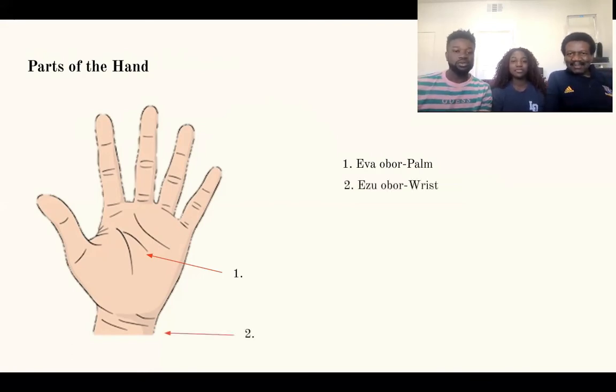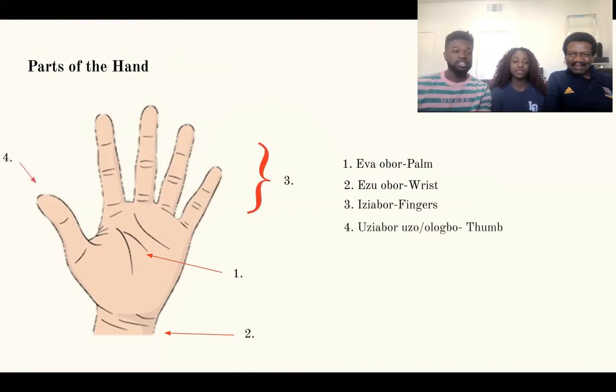Next, we'll go on to wrist. So Ezuobo. And then fingers, which is Iziabo, we said before. Single finger is Uziabo. And so now for the thumb, it's going to be Uziabo Uzo. Remember, Uzo is head, so we're talking about basically the head finger, or Ologbo. If you remember back from, I think, our first episode, we were talking about Ologbo, which is the big one. So we're either saying the big finger or the head finger, being the thumb.